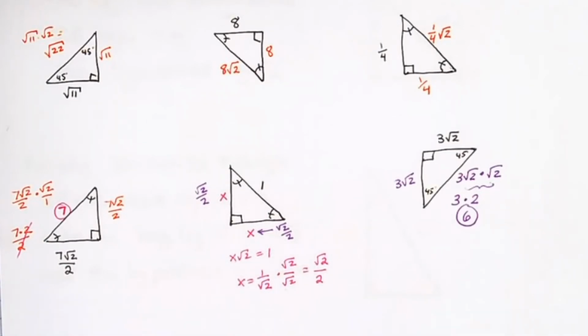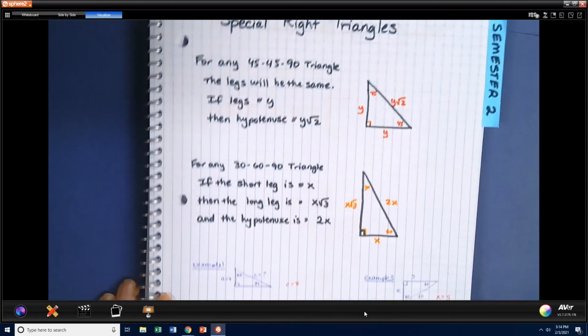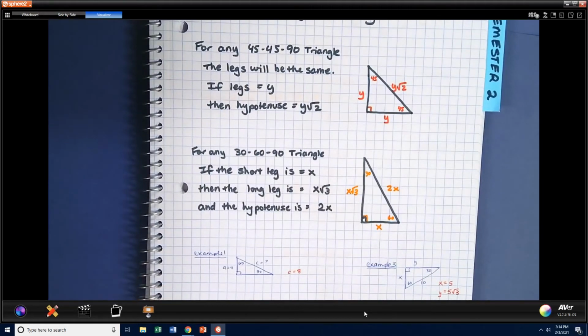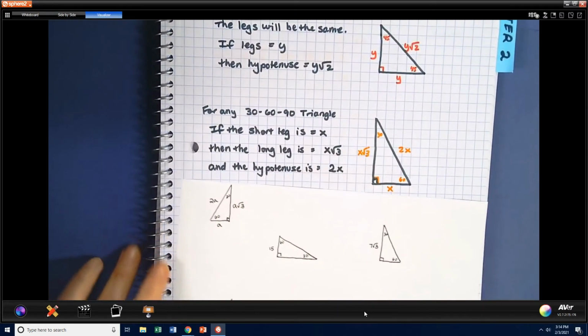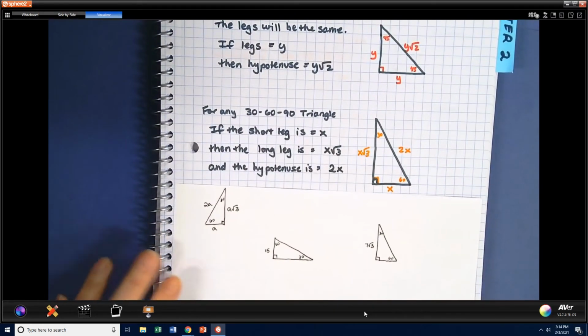Now let's look at the other special right triangle, the 30, 60, 90 triangle. And this one's a little bit hard. You have to pay attention to which angle is which. The legs are not the same.